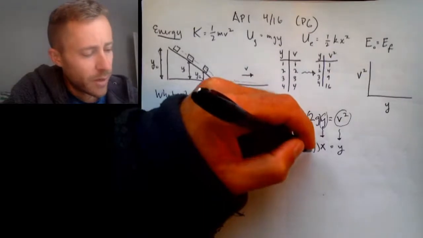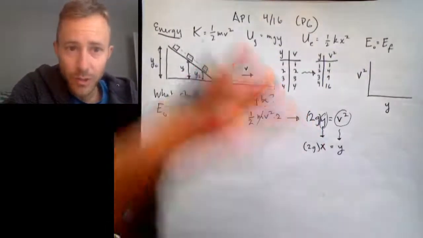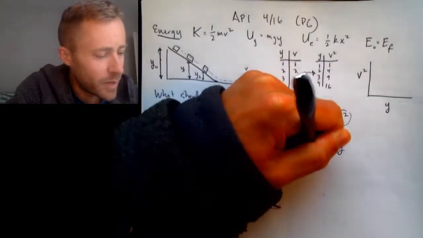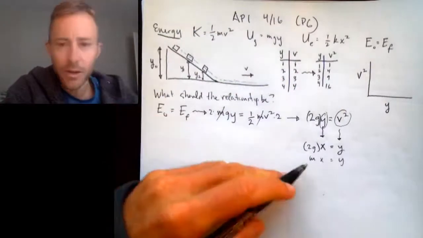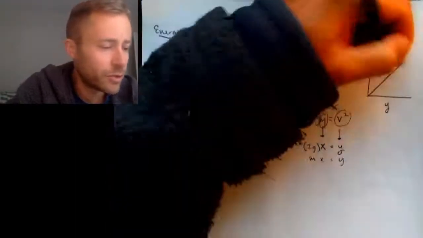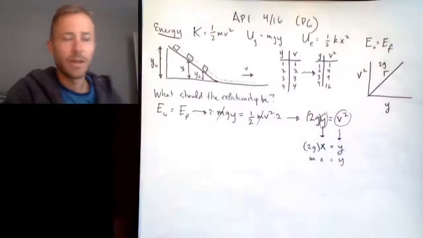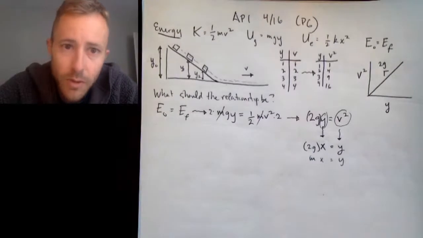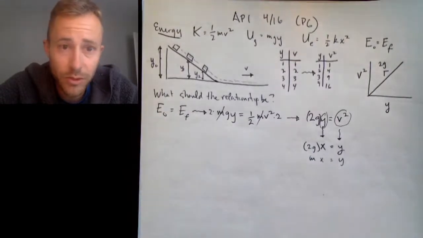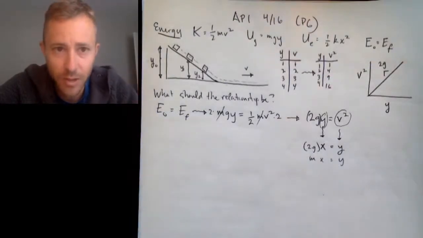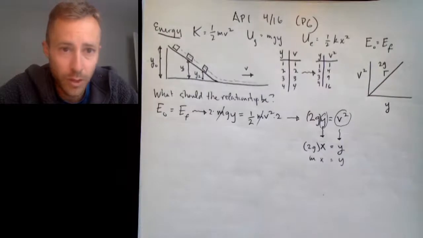And so looking at the standard equation of a line with an intercept of 0, it's mx equals y. By comparison, I can see that this should be a straight line, and the slope of that straight line should be 2g. So this is the theoretical prediction of what the relationship between those two variables should be. So 2g is, because g is about 10, the slope should be 20 or so.